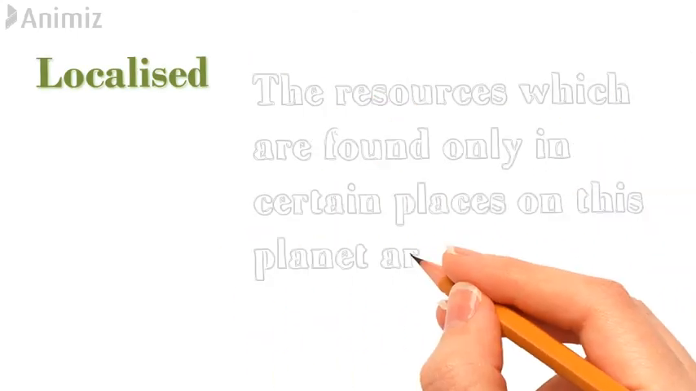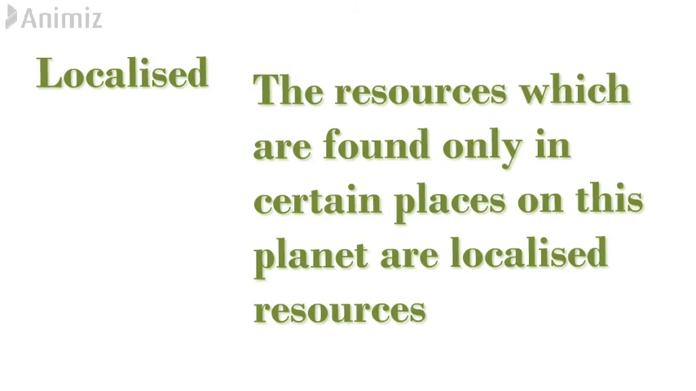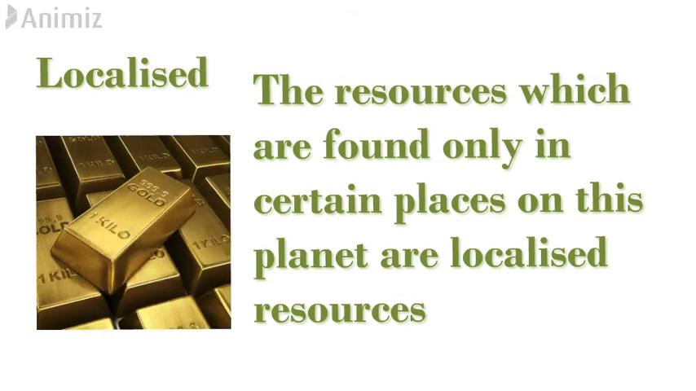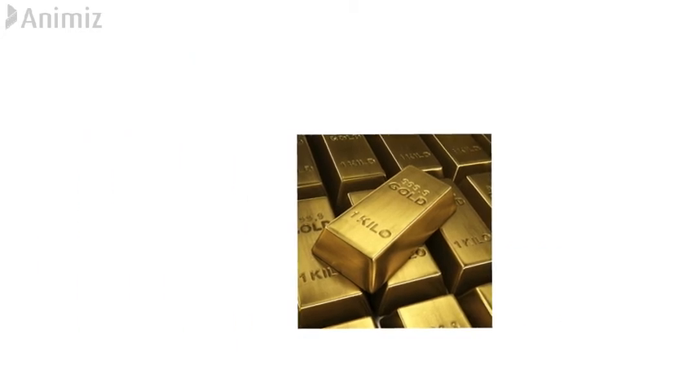Localized resources. The resources which are found only in certain places on this planet are called localized resources. The resources which we find in only some places. For example, gold. We find gold in gold mines. So it is a localized resource. It is found only in certain places. And other examples we can take are copper and silver. So these are some examples of localized resources.